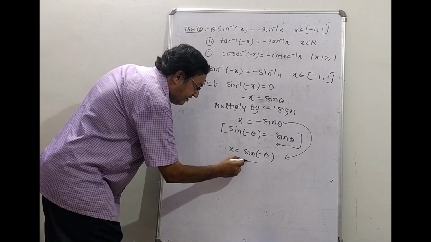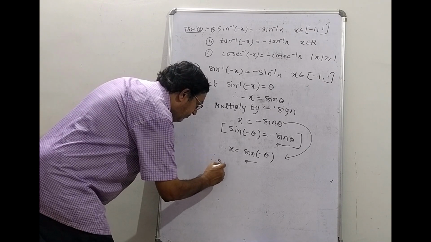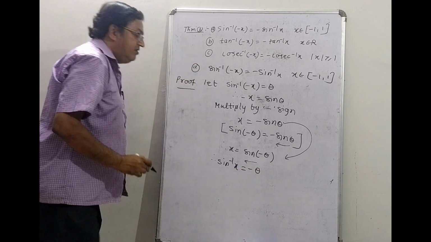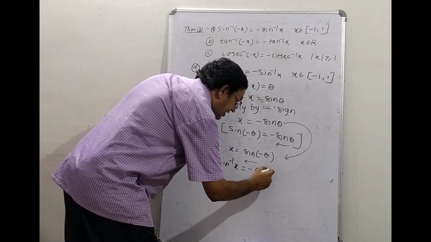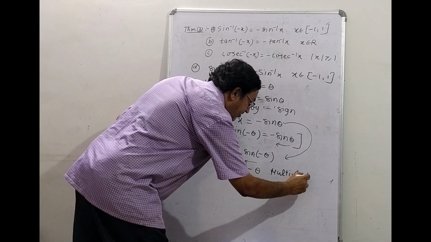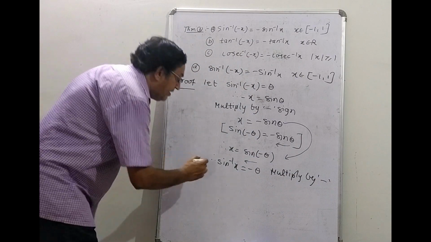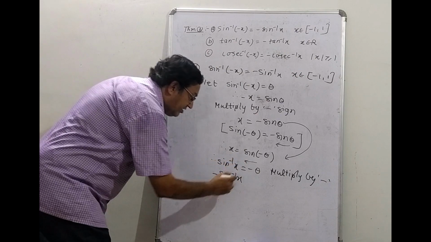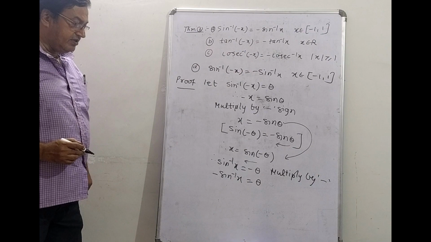Again, using the definition of inverse trigonometric function, we can write, therefore, sine inverse of x is equal to minus theta. Again multiply by the minus sign. If you multiply by the minus sign, this becomes minus sine inverse of x is equal to, minus into minus becomes plus theta. Minus sine inverse of x is equal to theta.